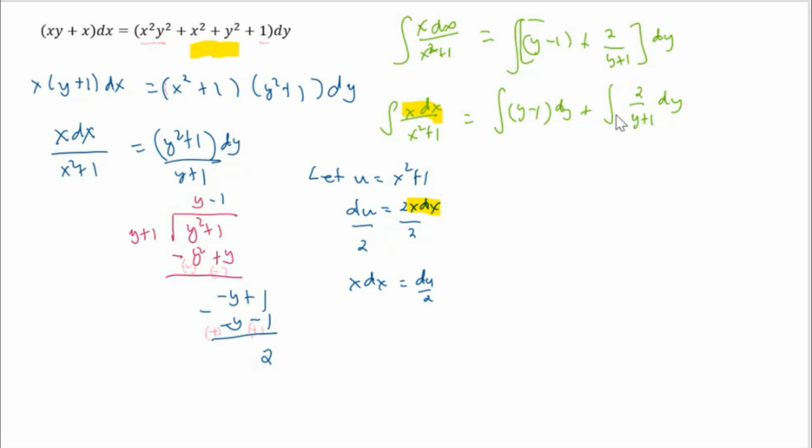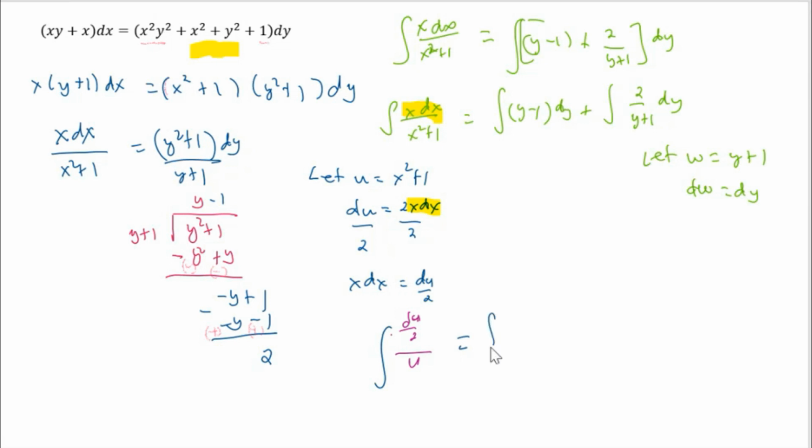But on the second term, we need to let w equal y plus 1. Now, the derivative of w is dw, and the derivative of y plus 1 is just dy. Now, by substitution, the left-hand side and the second term on the right-hand side, we can write as the integral of, the meaning of x dx now is du over 2 all over u. That's the meaning of x squared plus 1 is u.